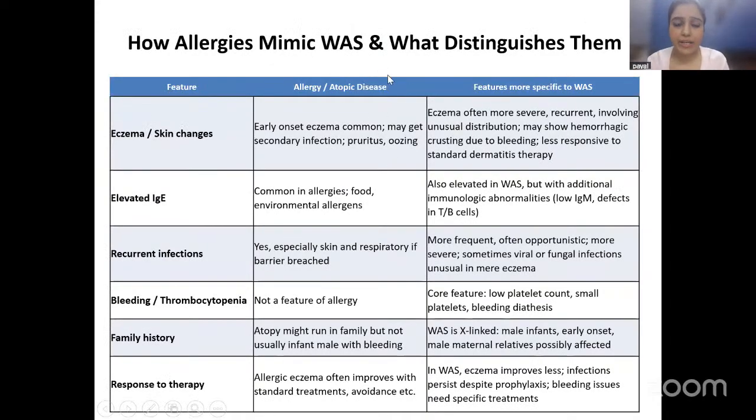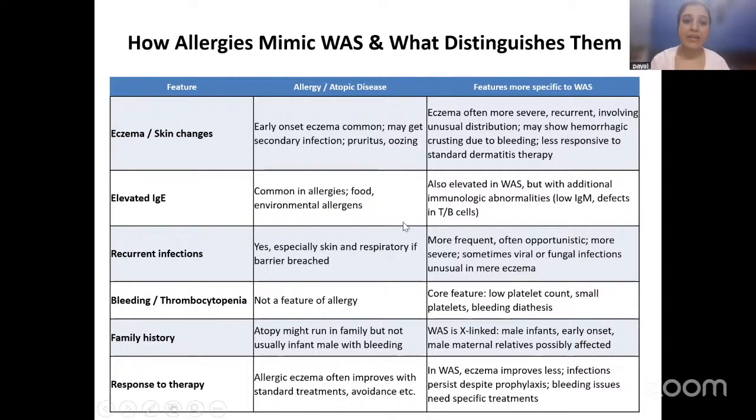How allergies mimic WAS and how WAS is distinguished from them, I have just made a table. If it is allergy, you may get secondary infection. That is common, right? However, if it is actually an immunodeficiency, the eczema will be more severe, it will be recurrent, it will have an unusual distribution, it will show hemorrhagic crusting. There may be secondary infection, but it will show hemorrhagic crusting, which is due to bleeding. They are less responsive to standard dermatitis therapy.